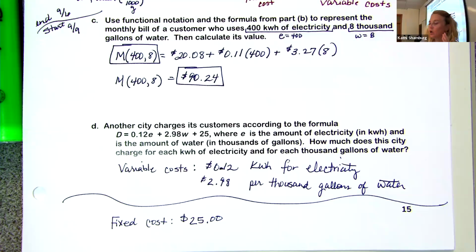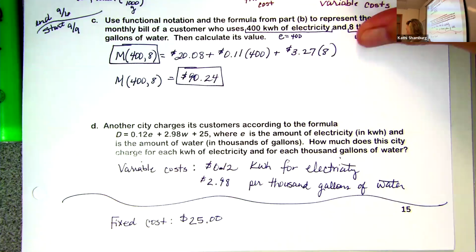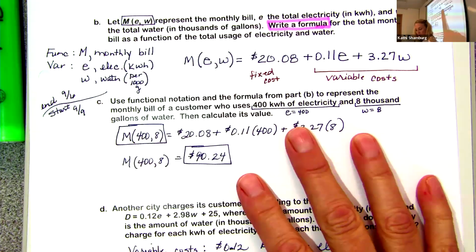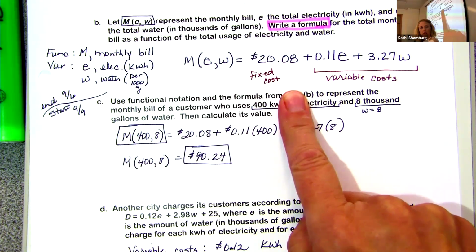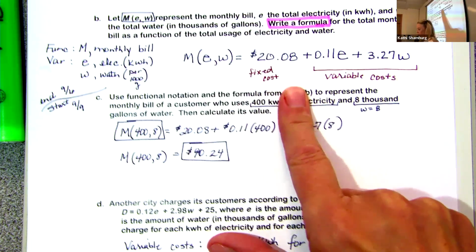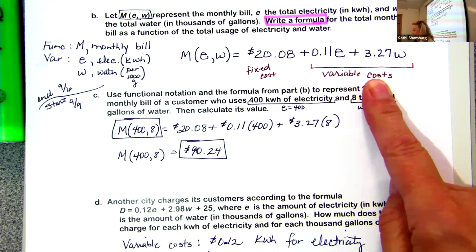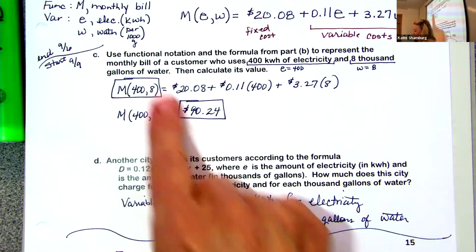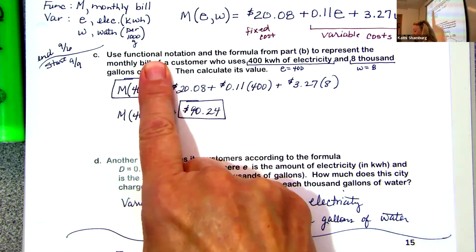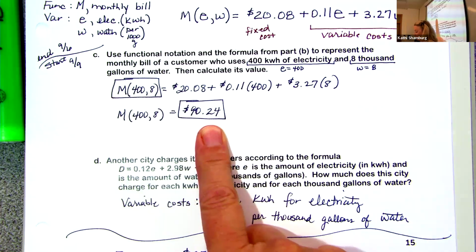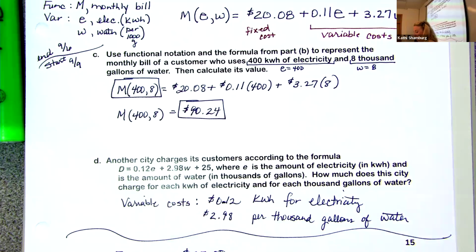Okay. So this is page 15 of your notes. We had looked at this part A and B, and part B showed the function. And so then part C gave you values. Now point out it asks for functional notation, so you better show that, as well as then the calculations.